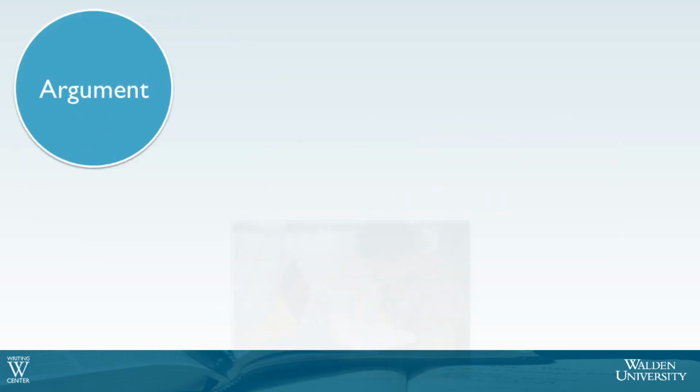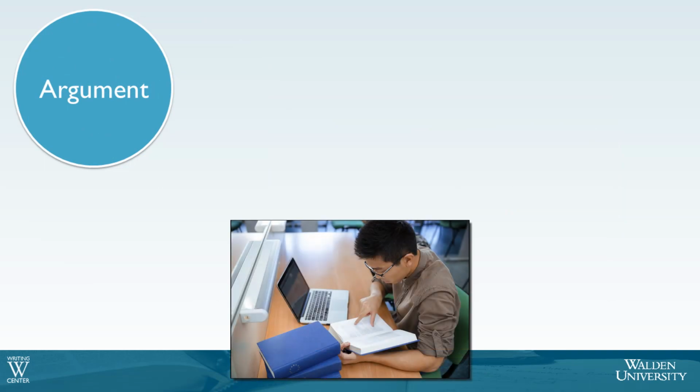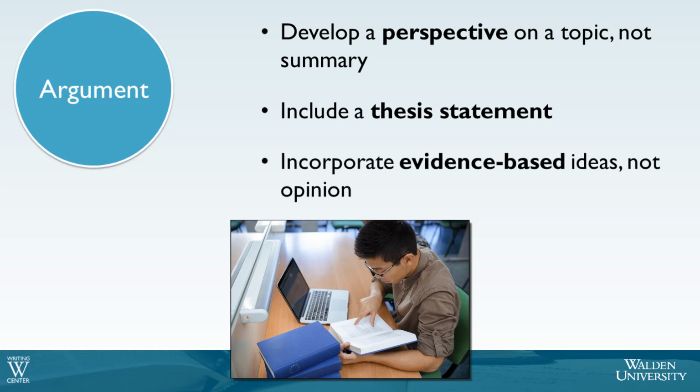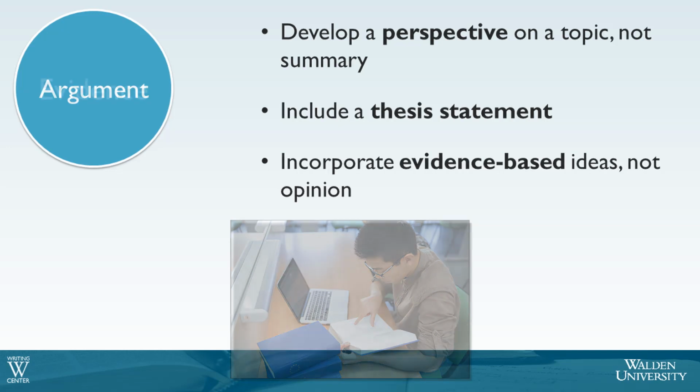Let's get started. Argument is essential to scholarly writing and, in fact, most scholarly writing is required to have an argument. Argument means that you should develop a perspective on a topic, showing something about a topic in your writing. Your argument is represented by your thesis statement. Finally, it's also important that your argument be evidence-based, not based on opinion or just your personal experience.